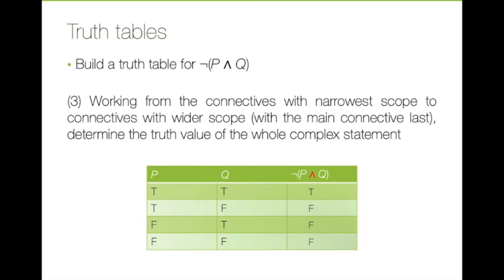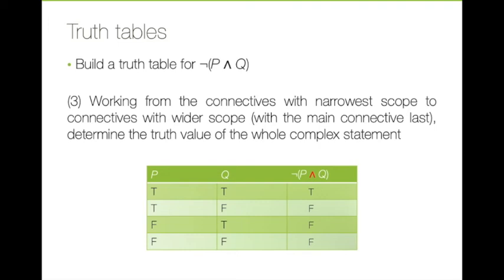And we start with the truth value under the connective with narrowest scope and work to the connective with wider and wider scope. The truth value under the main connective determines the truth value of the whole complex statement. If you're feeling uncomfortable with the notion of scope, this would be a good time to review it. So this sentence that we're looking at only contains 2 logical connectives, negation and conjunction. Conjunction has narrower scope, it's within the scope of the negation, so that's the one we start with.